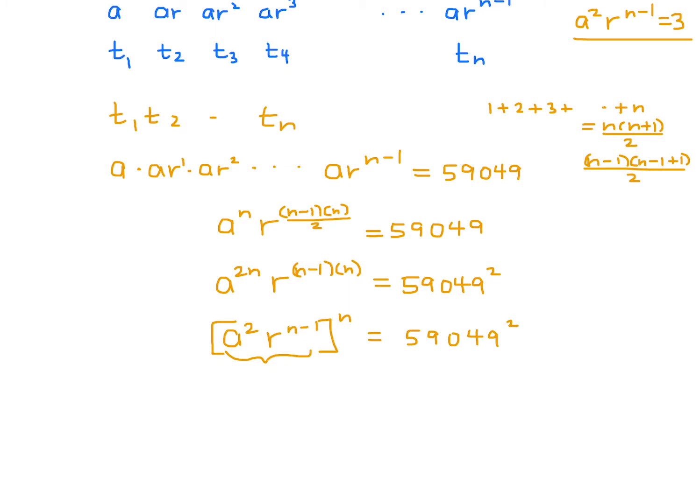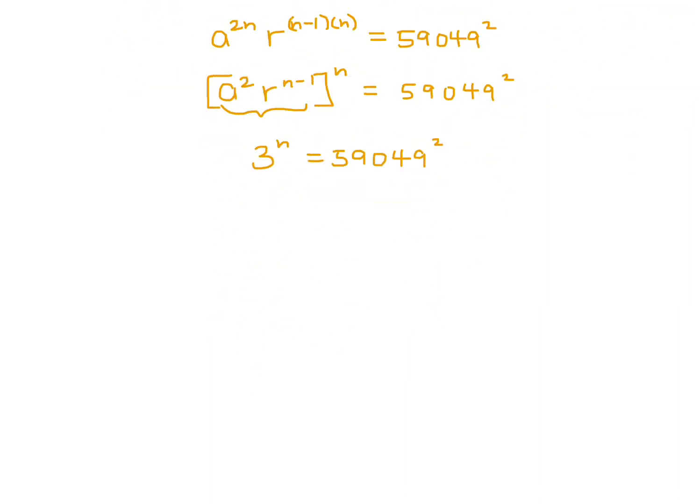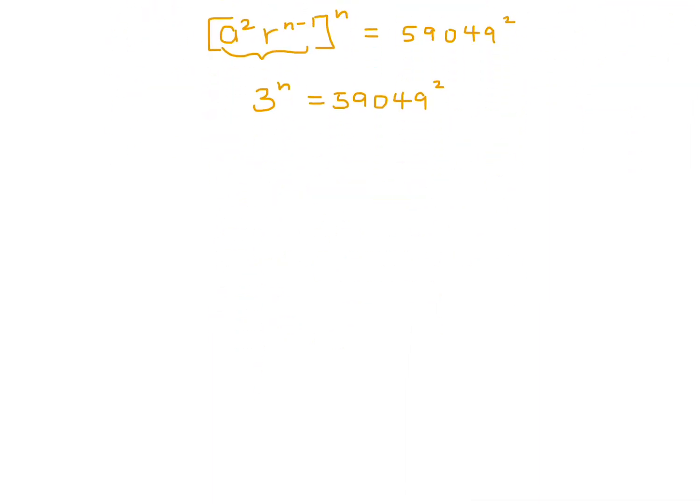This right here is equal to 3. So this whole thing just becomes 3 to the power of n is equal to 59049 to the power of 2. At this point, you can use logs. It'll work out pretty nicely with logs. Log of 3 to the n is equal to the log of 59049 squared. Using log rules, that becomes n log 3 is equal to the log of this.